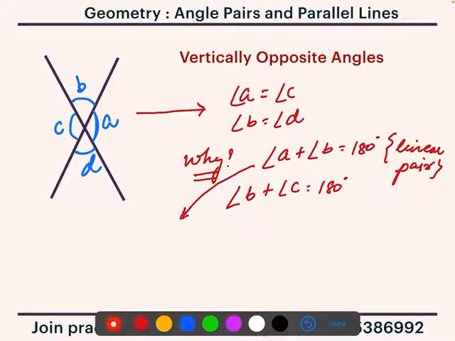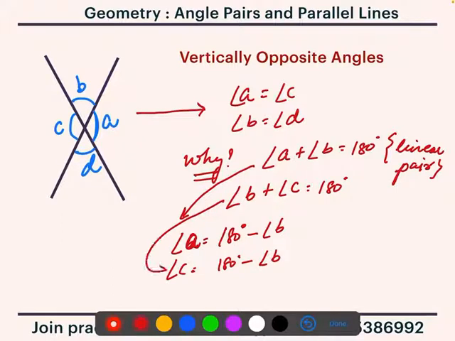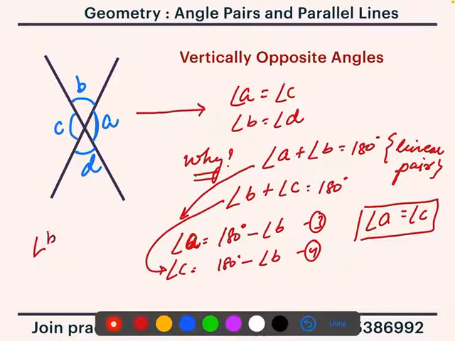With the first equation, we can see that angle A is equal to 180 degrees take away angle B, and with the second equation, angle C is equal to 180 degrees take away angle B. Right. So with the third and the fourth equation, we realize that since the right hand sides of the third and the fourth equation are absolutely the same, the left hand sides are also the same. So angle A is equal to angle C. Please try for angle B is equal to angle D. I mean, you can try to prove it.